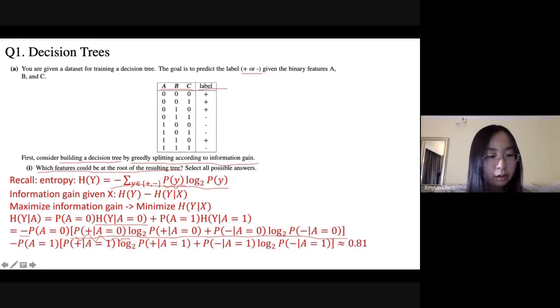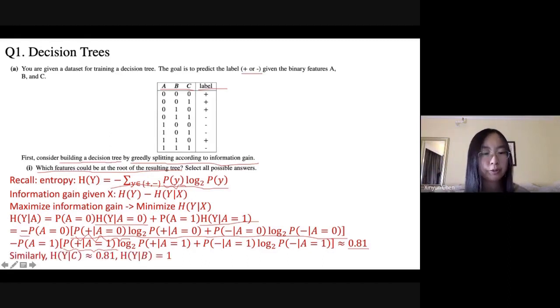And similarly, to compute the entropy of y given a equals to 1, we will replace this probability of y with the conditional probability of y given a equals to 1. Then summing over these terms, we could get the entropy of 0.881, which is roughly the entropy of y given a after we do the first split.